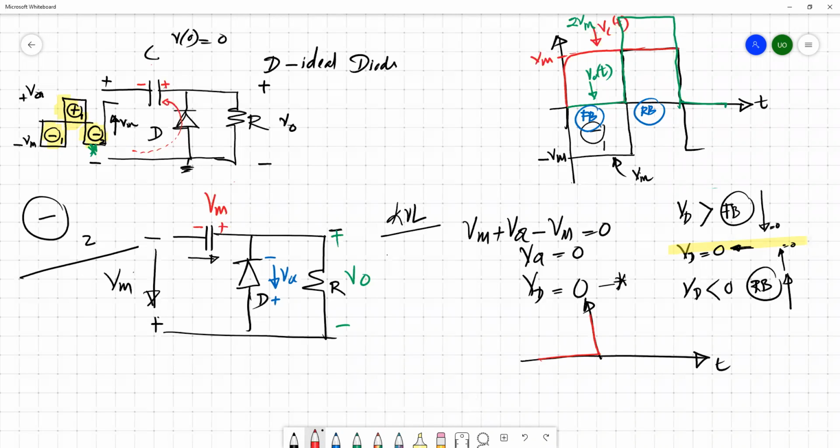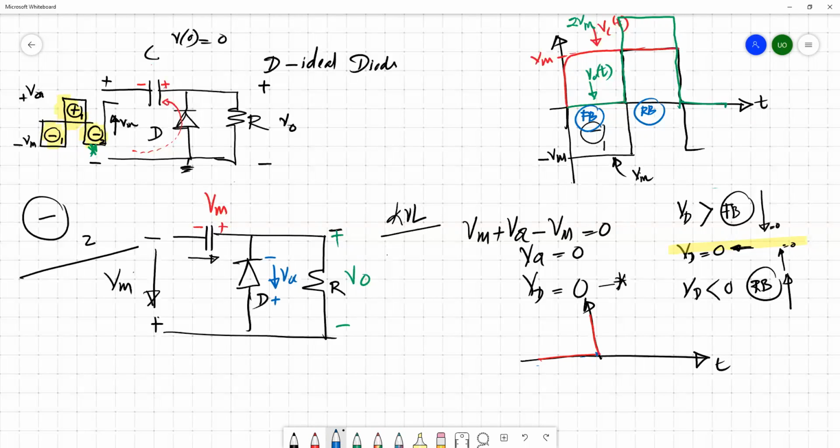So this is the characteristic of the ideal diode. So the voltage close to 0 means here, so it's basically reverse bias. So we can argue that the diode is basically in the reverse region in the previous cycle. So the previous state is reverse bias.